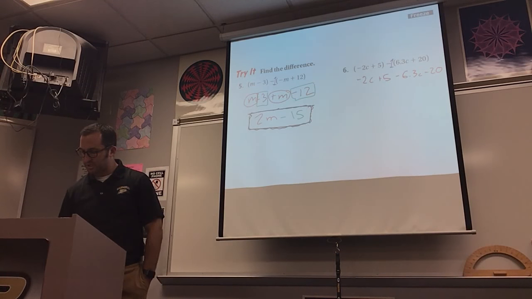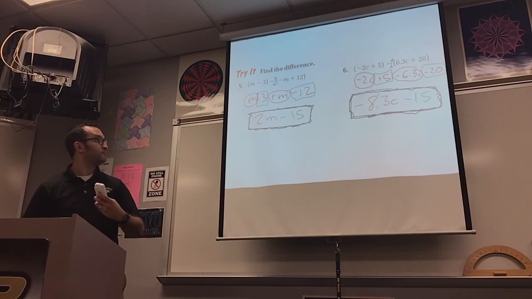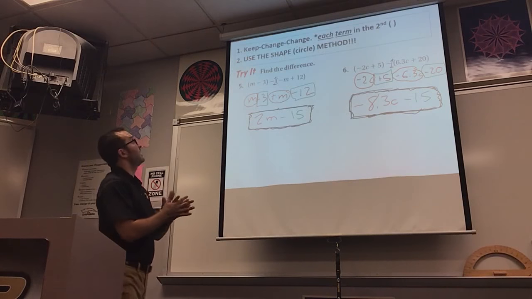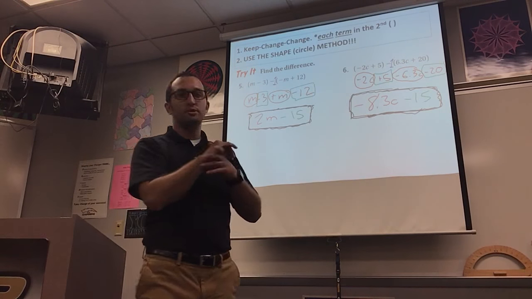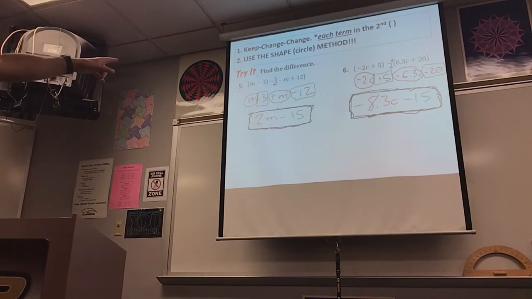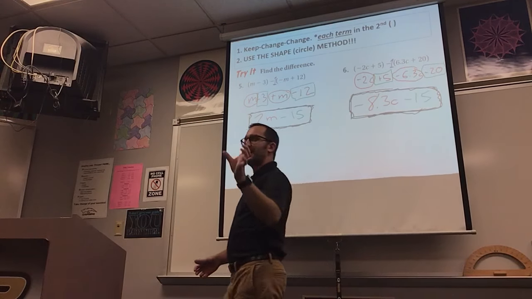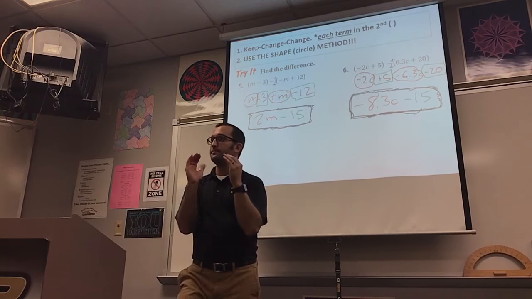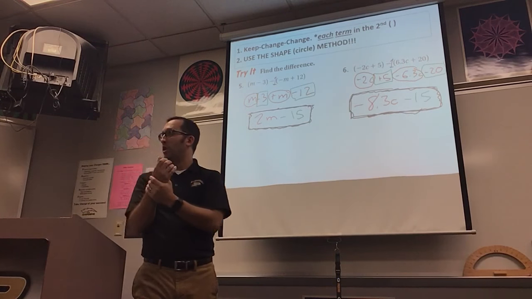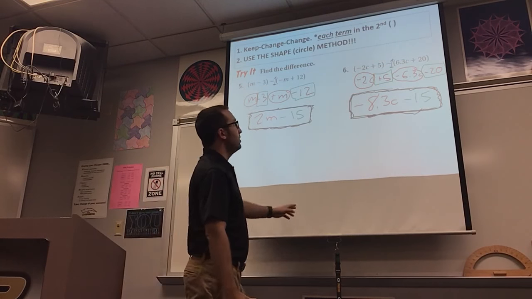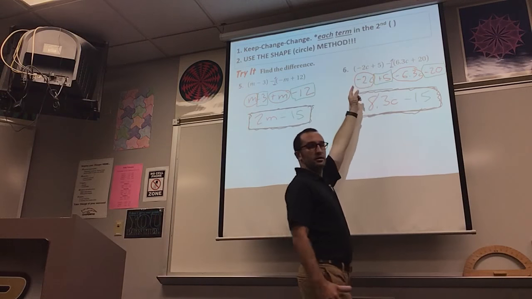Guys, you should be talking about the changing that's happening with your partner. So did you guys keep, change each term in the second? Use the shape method. So when you're looking at these, why do we change this one? Because we're technically multiplying everything inside that parentheses by what? By negative 1. What happens when you multiply anything by negative 1? Yeah, the sign changes.